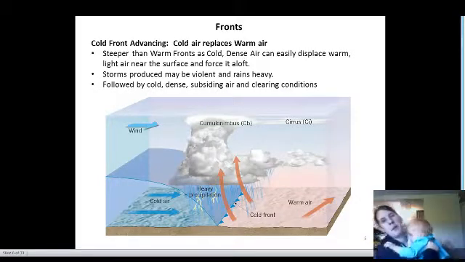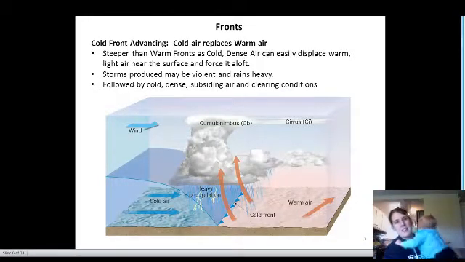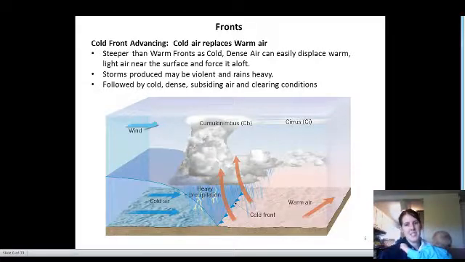Storms produced may be violent with very heavy rains, and it's typically followed by cold, dense, subsiding air and cooling conditions. So a lot of these very intense thunderstorms that we get are usually because of a cold front moving in.